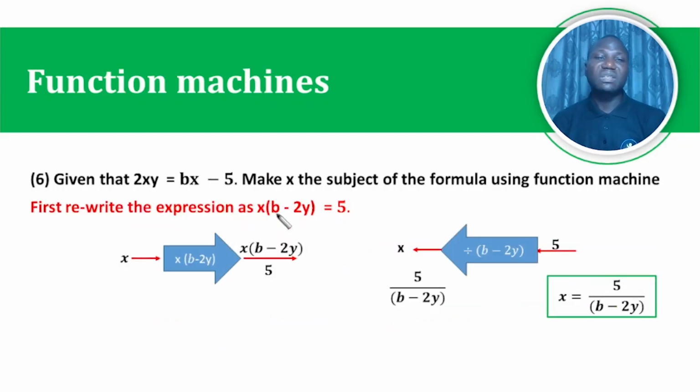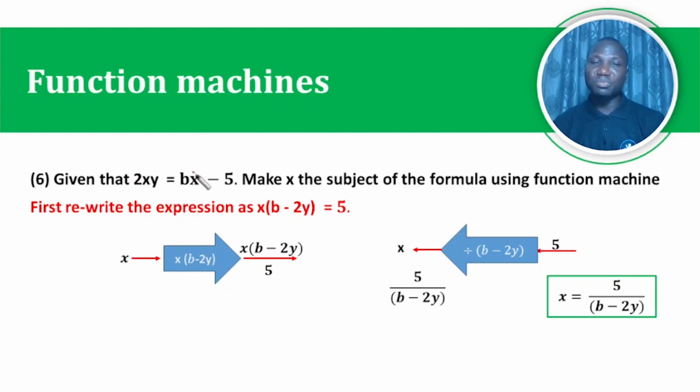Lastly, given that 2x minus y equal to bx minus 5, make x the subject of the formula using function machine. Now, here, we cannot go ahead straight to start drawing the function machine for this expression. The reason is because our x, which is the intended subject, is appearing in 2 places. So remember, in this function machine we can only have a single input and a single output. But here now, I'm having x appearing in 2 places.